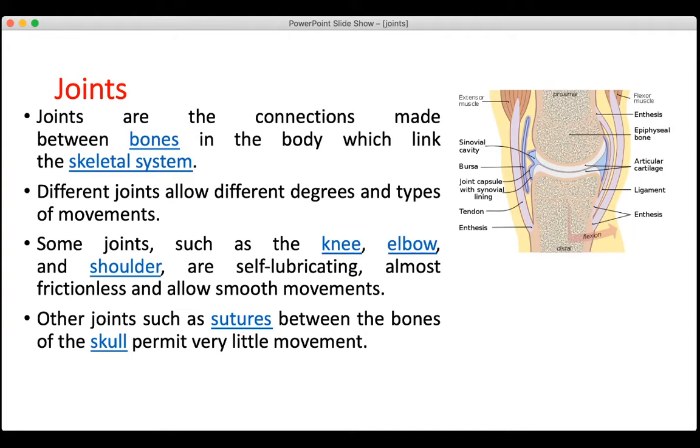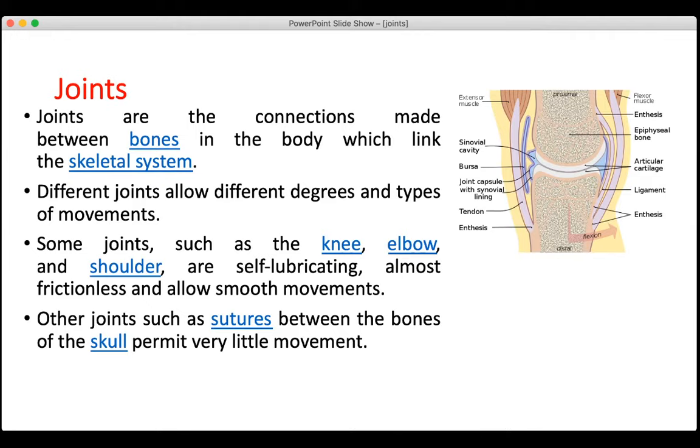classifications. In this lecture I'll be dealing mainly with three classifications. One is according to their movement, one is according to their structure, and one is according to their biomechanical classification. So I repeat, joints are classified in multiple ways. And why? Because each type of joint has different types of movements. Some joints allow very smooth movement, some don't allow it at all, some allow slight movement. So different joints allow different degrees of movement, and different joints have different structures, so there are multiple types of classification. Mainly three will be discussed in this chapter.